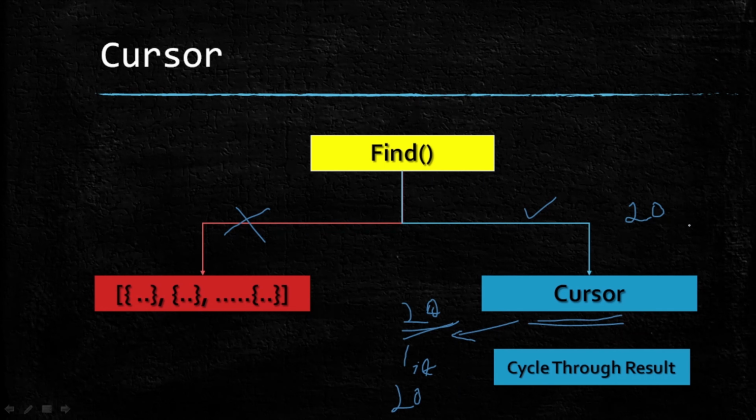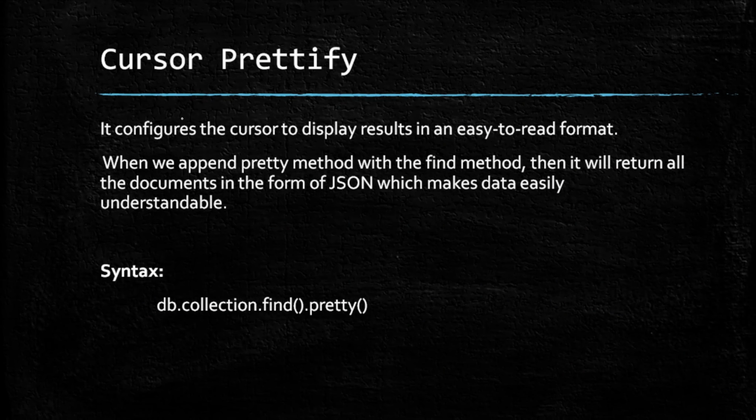Now we will go to our next slide. Cursor pretty configures the cursor to display results in an easy to read format. When we append the pretty method to the find method, it will return all the documents in the form of JSON, which makes the data easily understandable. For the syntax, we use our collection, then the find method, then the pretty method.